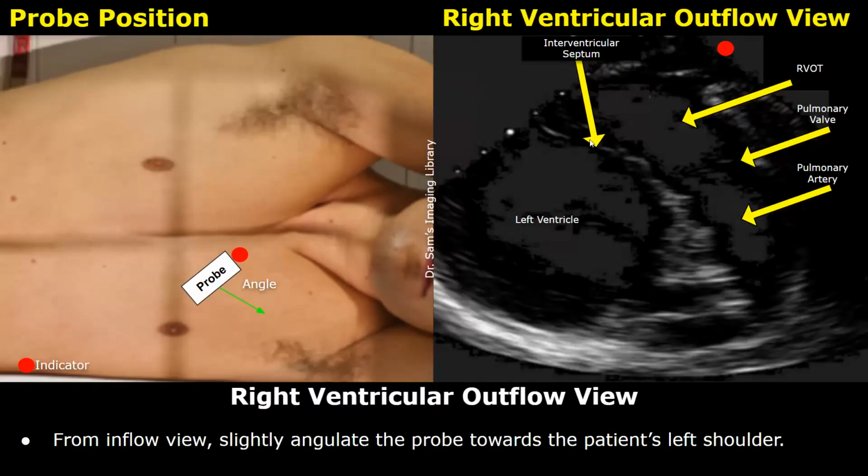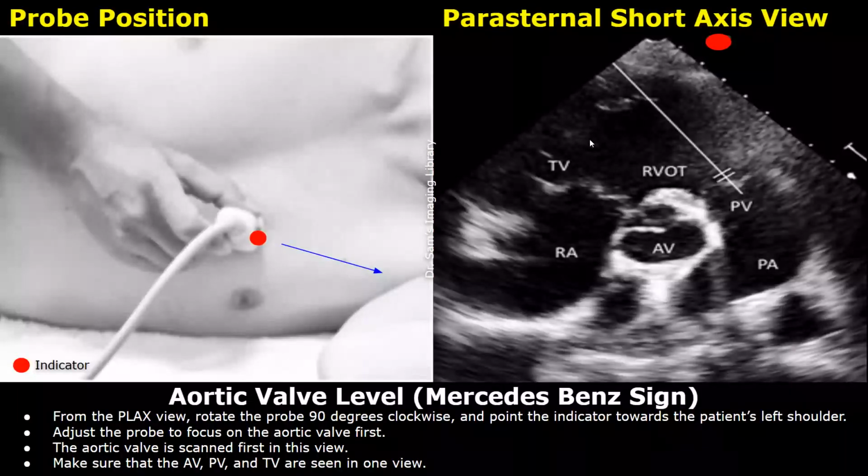Now we will look at the parasternal short axis views at different levels. The first level scanned is the aortic valve level. It is considered the starting point for short axis views. From the parasternal long axis view, rotate the probe 90 degrees clockwise to point the indicator towards the patient's left shoulder, and adjust the probe with small sweeps, rotations, and angulations until you get this type of image.